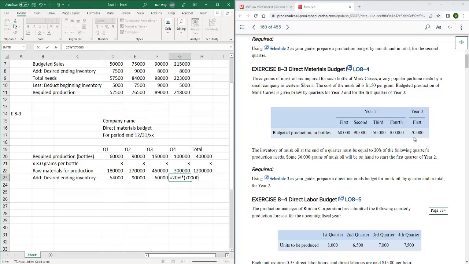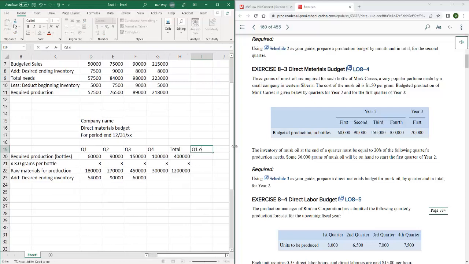In first quarter of year 3, we need 70,000 bottles produced. So don't forget to multiply that by the 3 grams per bottle needed of that raw material. Okay, so that's why this one's a little bit different. Or in fact, just to avoid any confusion too, let's do it this way. Let's push out Q1 of next year. Required production 70,000 bottles times 3 grams per bottle for a total of 210,000 grams.